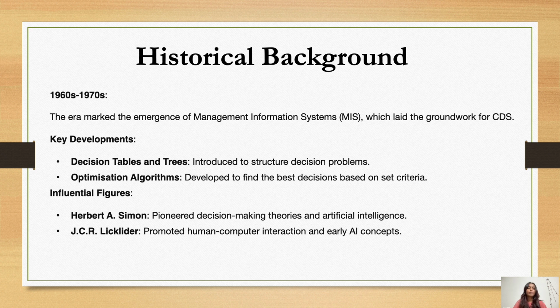Now the key developments. Decision making tables and trees were introduced to structure decision problems, and optimization algorithms were developed to find the best decision based on set criteria. Influential figures: Herbert A. Simon pioneered decision making theories and artificial intelligence. J.C.R. Licklider promoted human-computer interaction and early AI concepts.